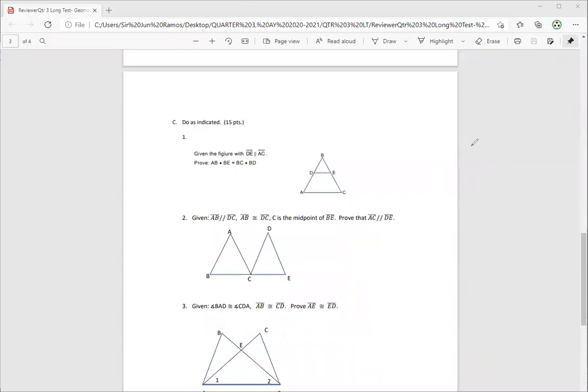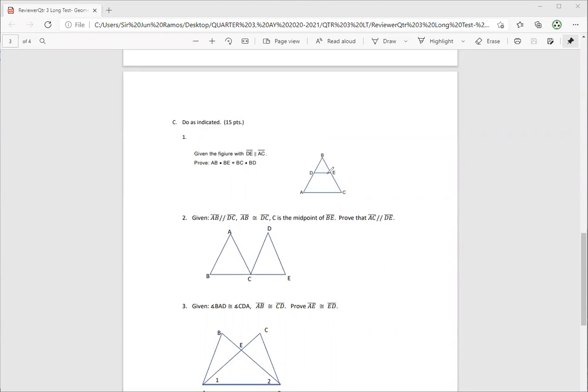Good morning. In this video, we're going to show similarity on triangles and congruence on triangles. The first example here will illustrate two triangles that are similar. Okay, let's analyze the given.